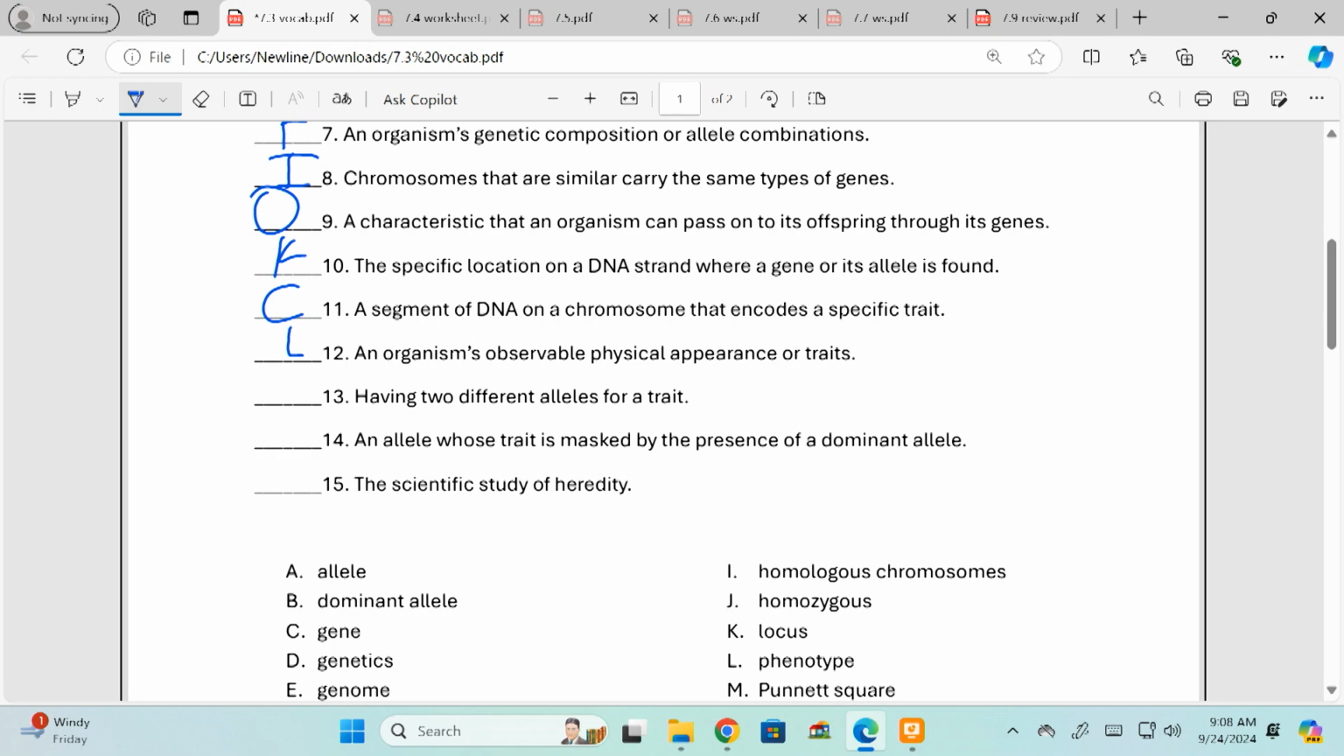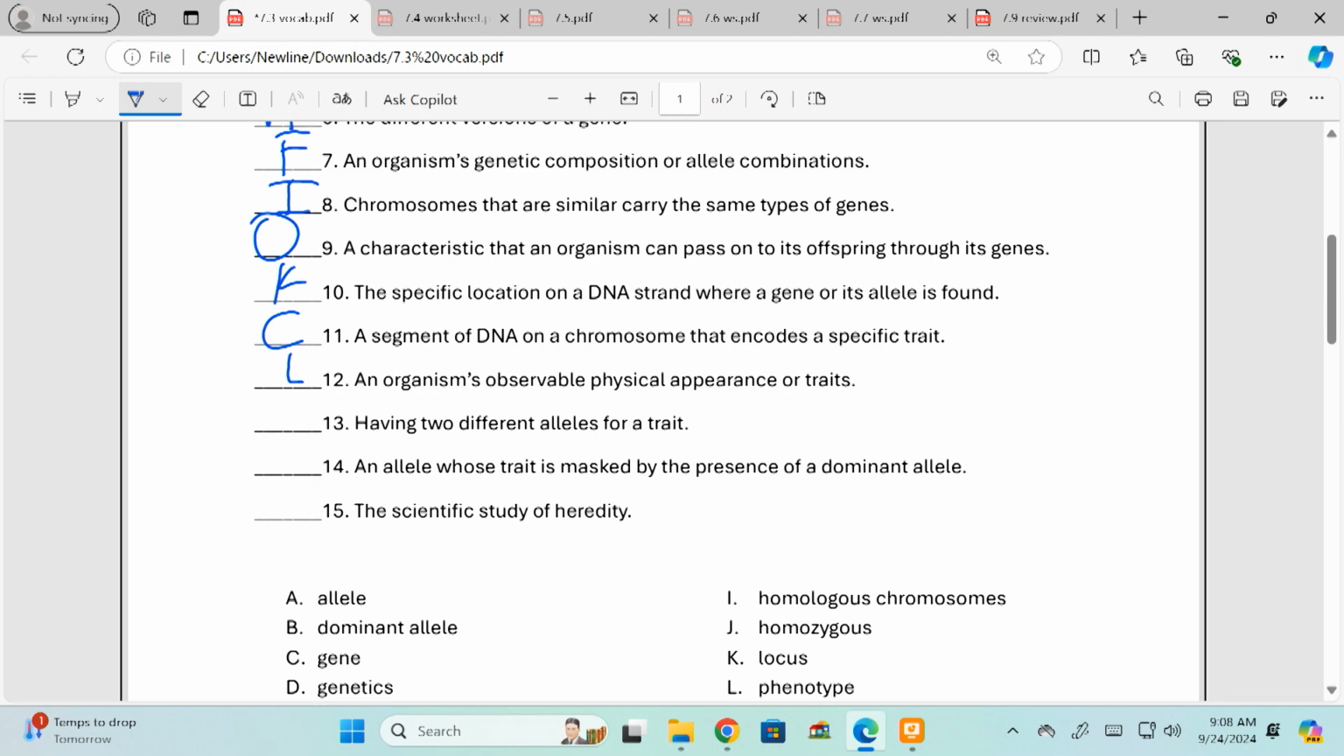13 says having 2 different alleles for a trait. So having 2 different alleles for a trait, different is hetero. So we want to go with heterozygous here, okay? So 13 is going to be H, okay? H for that one. All right, 14, this has an allele whose trait is masked by the presence of a dominant allele. So this is the recessive allele. This is letter N. If you have one dominant allele, it's going to show, but if you have two of the recessive ones, there's nothing to mask it, and so having two of the recessive alleles is the only time that you'll see the recessive trait.